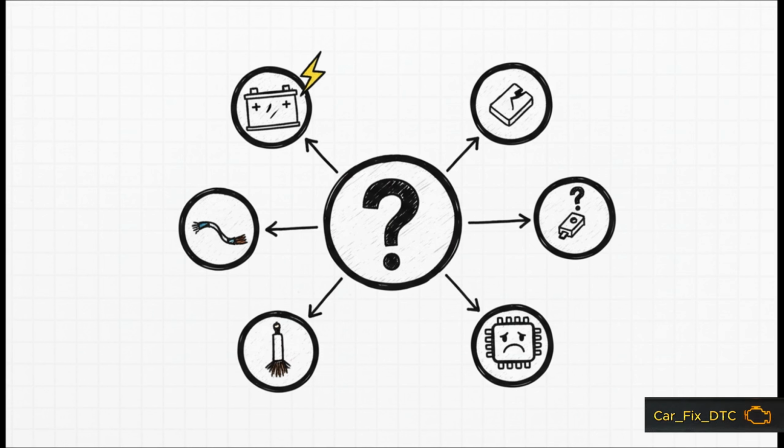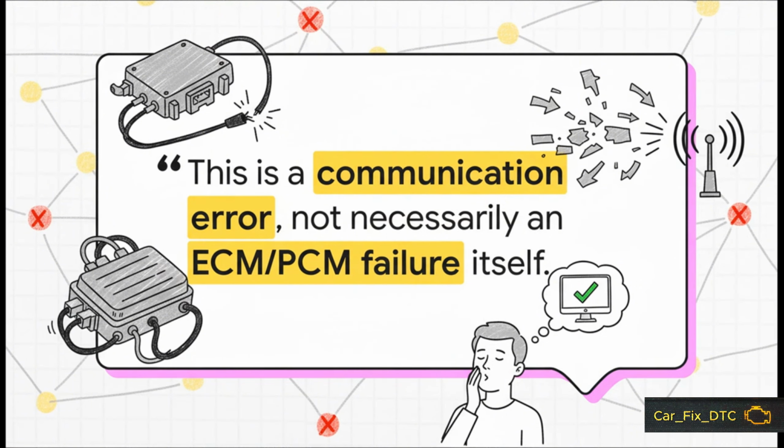And yes, while it's possible the main computer itself has failed, that's usually the very last thing you check, not the first. And this is so important, I'm going to say it again. A U0401 code is a communication error. It does not automatically mean you need a new, super expensive computer. Way more often, the computer itself is perfectly fine. It's just reacting to a problem somewhere else in the car, either bad information coming in or a bad connection stopping the good information from getting through.